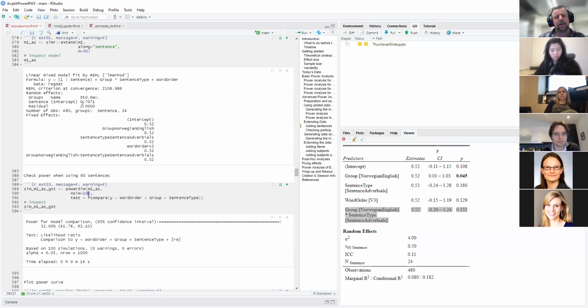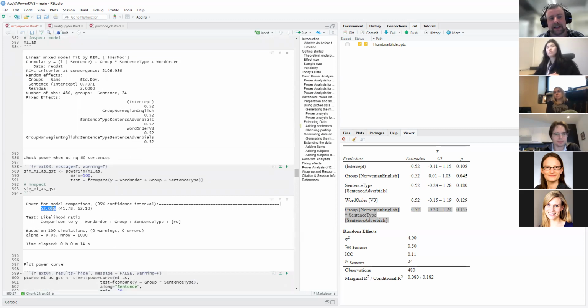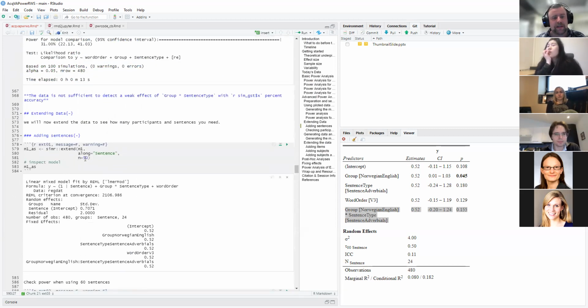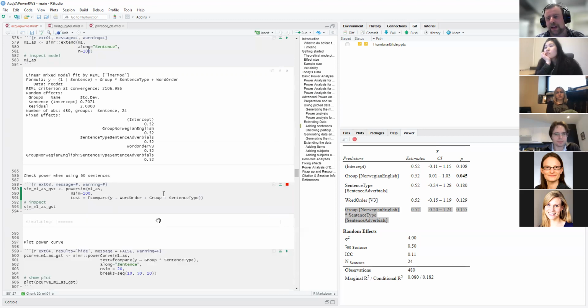Okay, so with 50 sentences, right, and our 20 subjects, we have a substantively higher power, but it's still not powerful enough, right? So what you could do is you could now check, okay, let's take 100 sentences, right? And then check, okay, do we have enough power now?